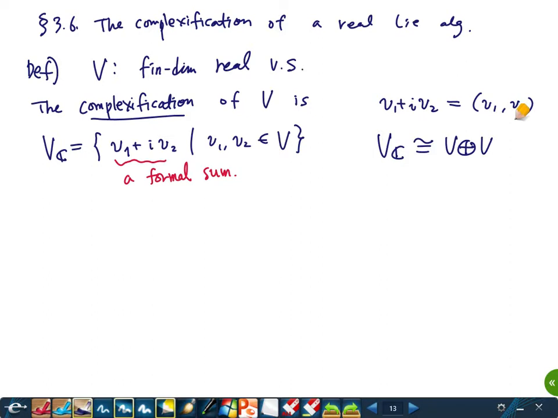So if you really want to be very, very formal, you can just use this pair instead of this. But we prefer this. We want to think of this as like a complex thing. But anyway, as a definition, it should be a formal sum. And we can define.